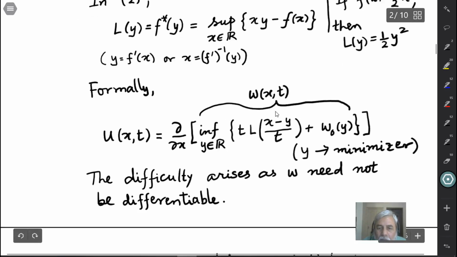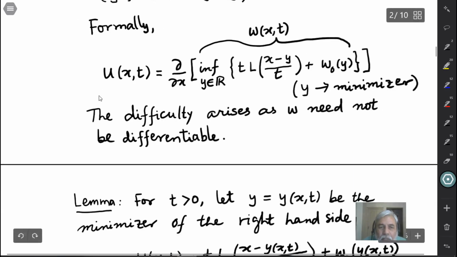Okay, so formally we have this u(x,t) is the derivative with respect to x of this w(x,t). And the only difficulty here is we cannot justify this differentiation directly, so we have to study this w(x,t) given by the Hopf-Lax formula and see in what sense this derivative can be taken.